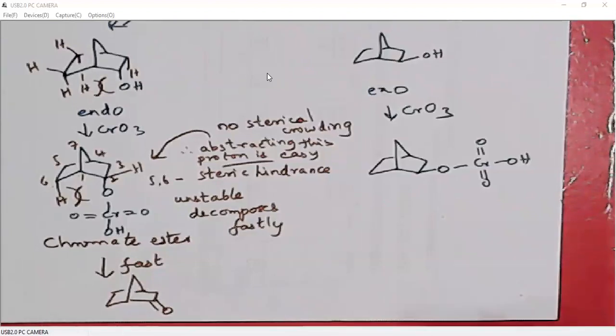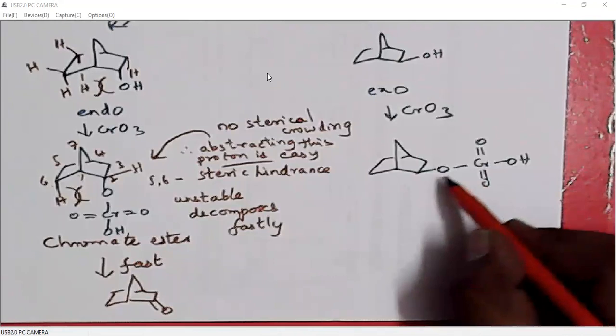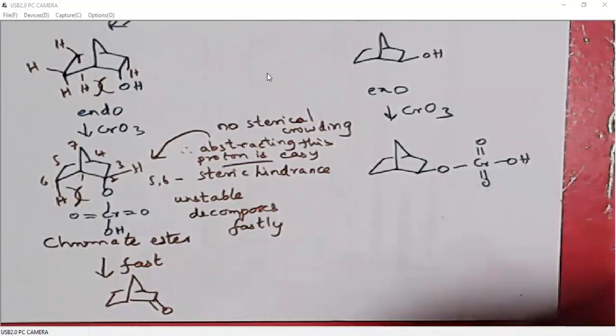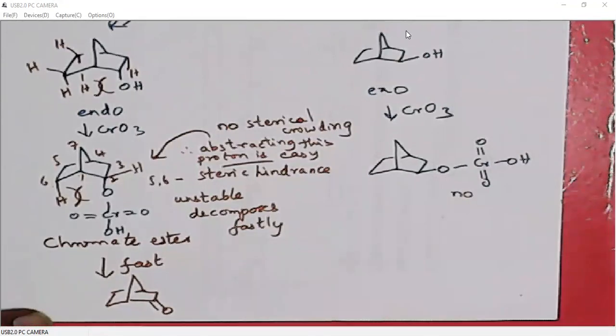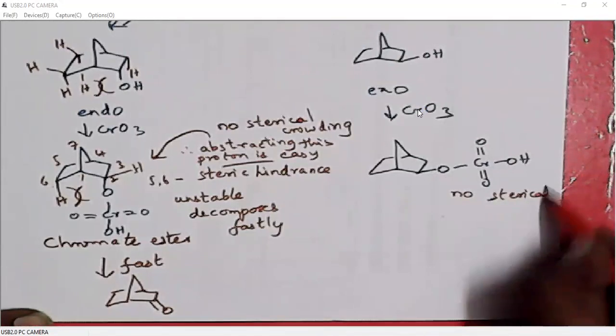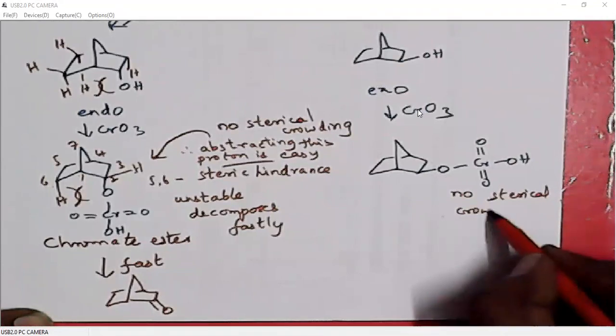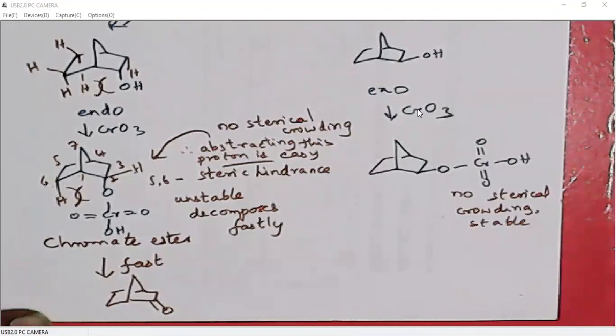Right. We will also look at this compound. This is the exo alcohol, so the exo chromate ester has no steric crowding, absolutely no crowding. So it is stable.